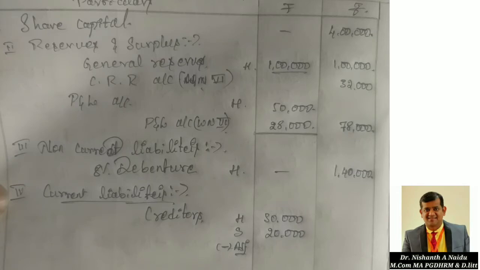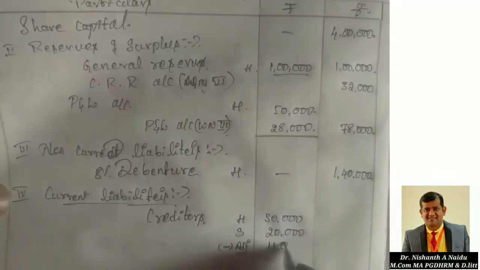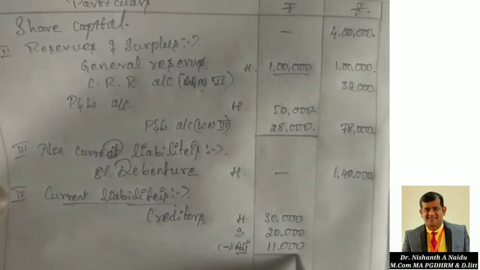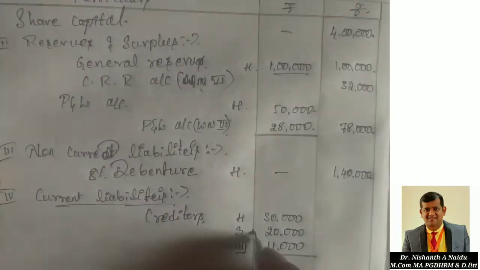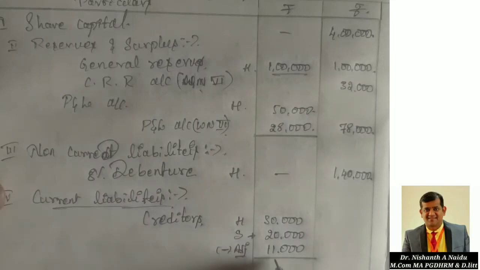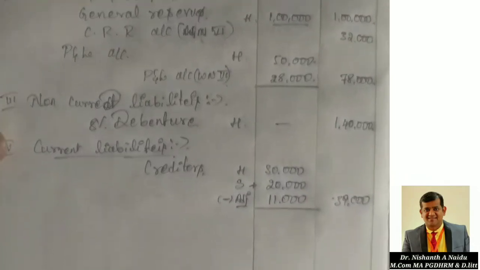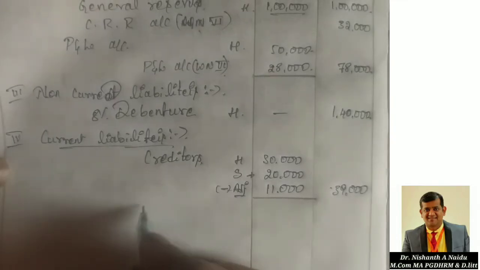Debtors of H Company Limited includes 11,000 due from S Company, and also bills payable of H Company includes a bill of rupees 2,500 accepted in favor of S Company Limited. So how much? 11,000 rupees is there. So adjustment whatever he has given, that should be deducted. So now add and deduct. 30,000 plus 20,000 is 50,000. 50 minus 11, 39,000. 39,000 in the outer column. Understood?